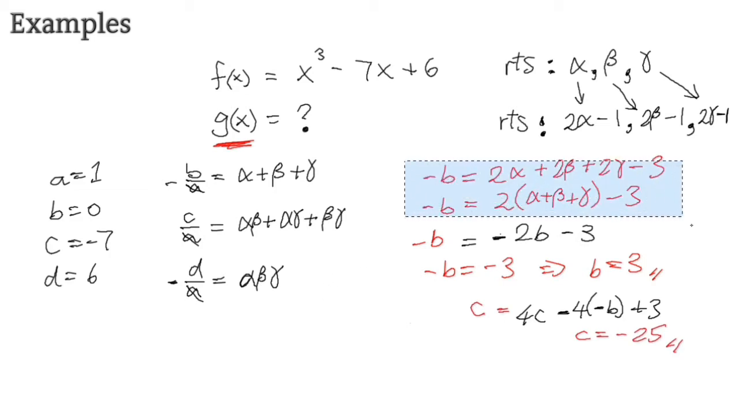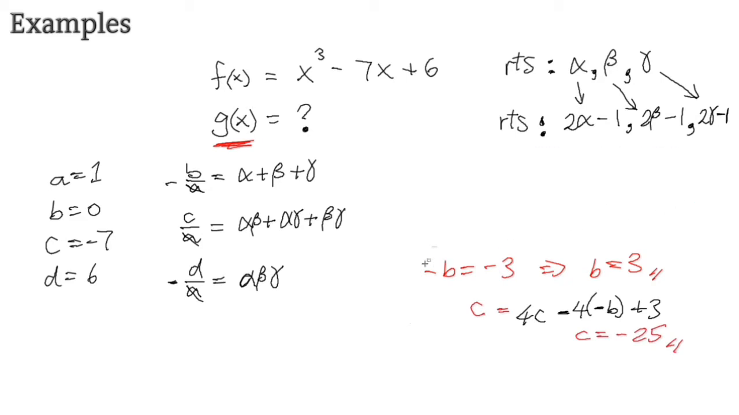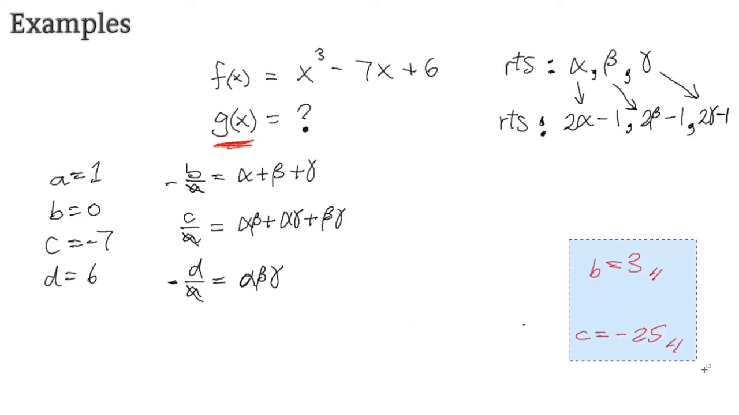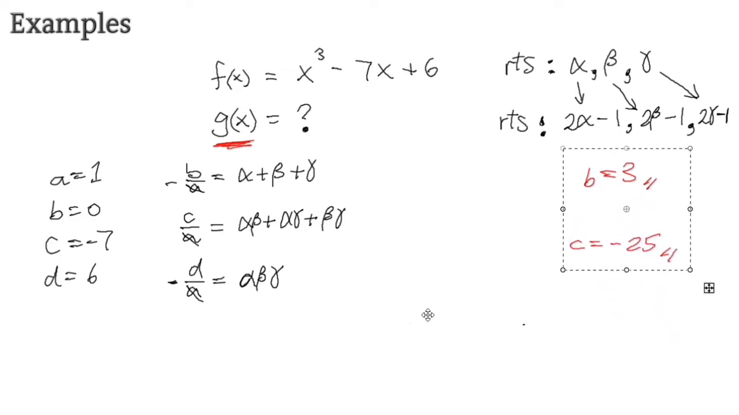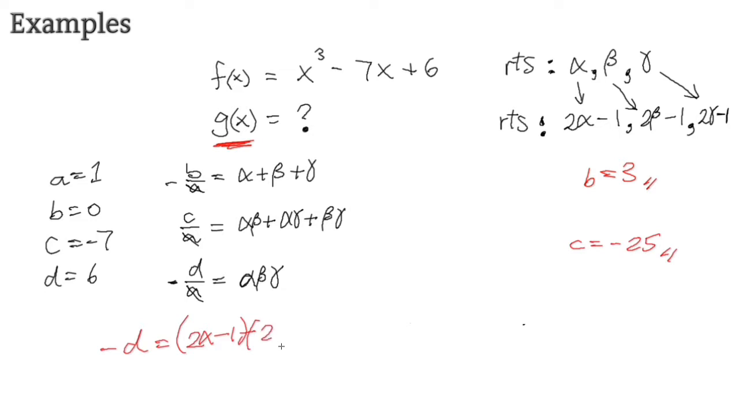Yeah, I'll take out the steps, they don't matter at this point. All that matters is the result that we have derived. So we've got these. Now we want to actually do the D version. So we know that minus D is equal to 2 alpha take 1 multiplied by 2 beta take 1 multiplied by 2 gamma take 1.